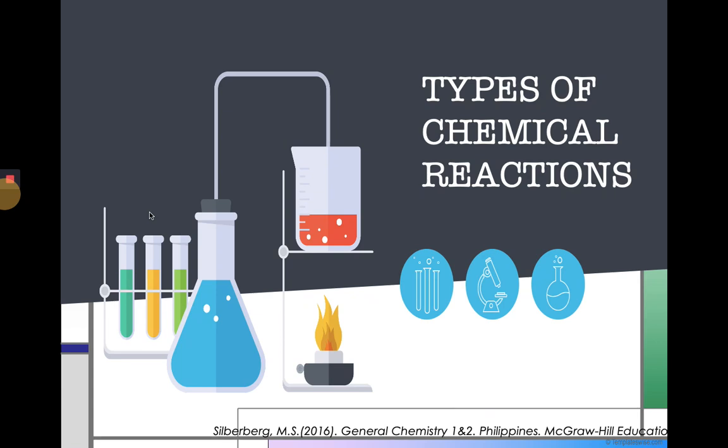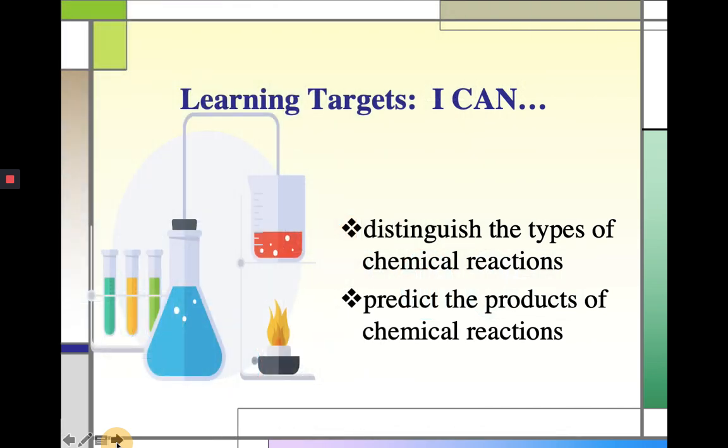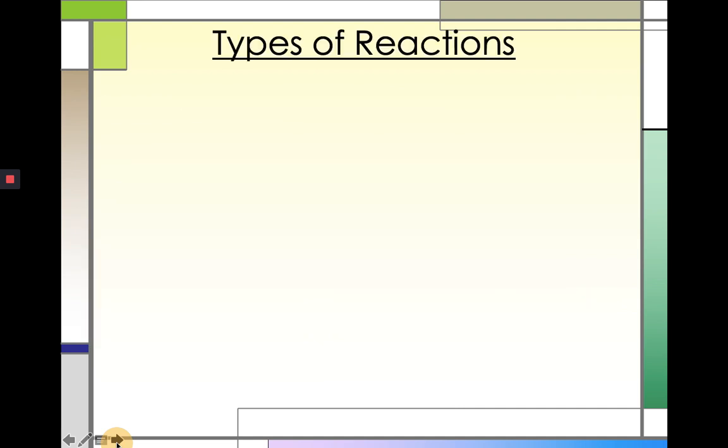Hi everyone, we've just finished our discussion on chemical reactions and their evidences. So right now, let us move into discussing the types of chemical reactions. So in this lecture, we will be distinguishing the types of chemical reactions and predicting the products of chemical reactions.